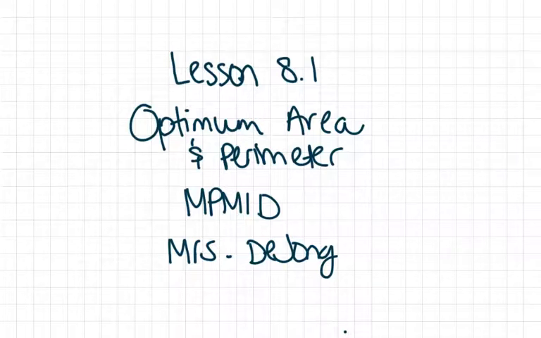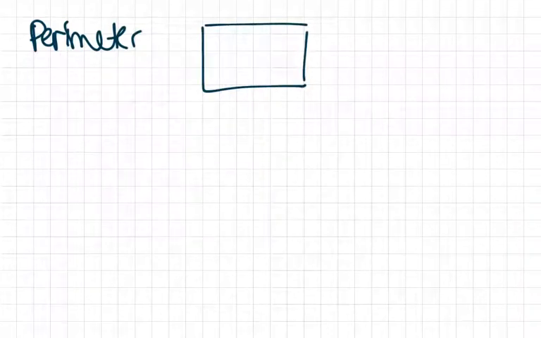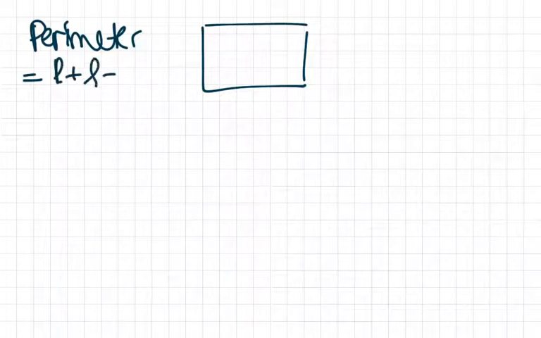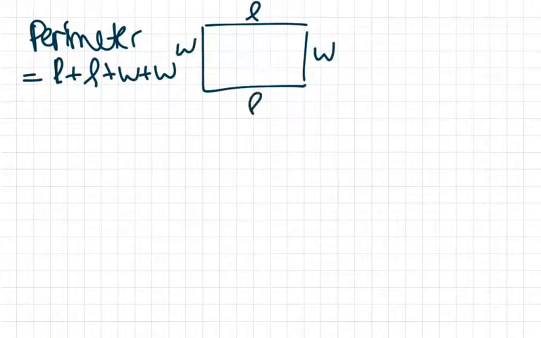So there's a handout on Teams that you should print and fill in as you watch this video. So 8.1 is optimum area and perimeter. So let's first start by reviewing what perimeter and area are. If I have a rectangle, I would determine the perimeter by adding the length plus the width plus the length plus the width.